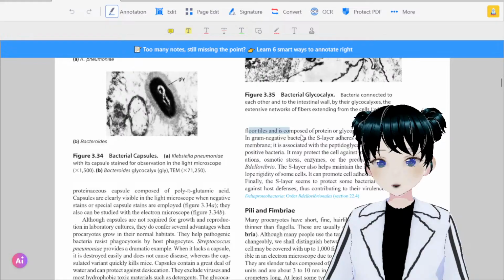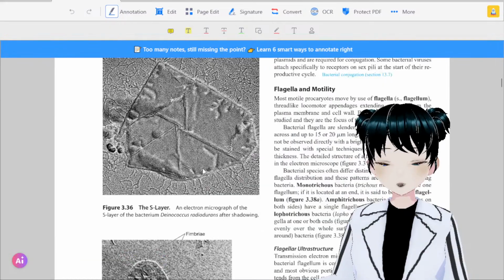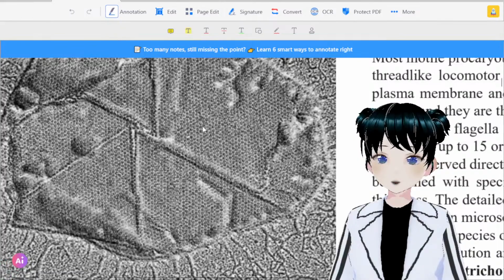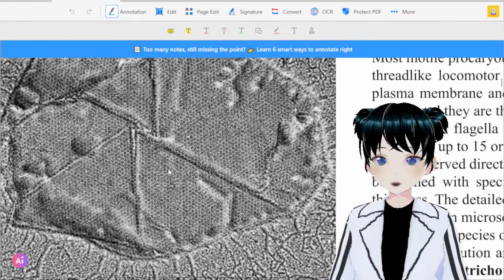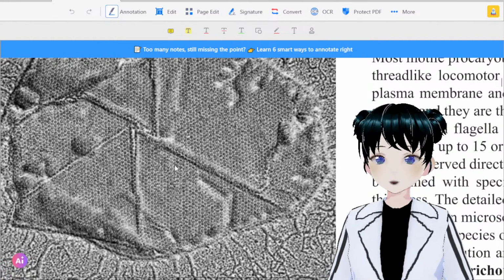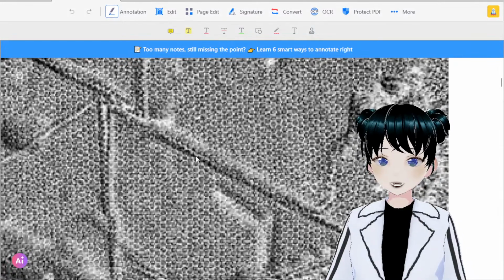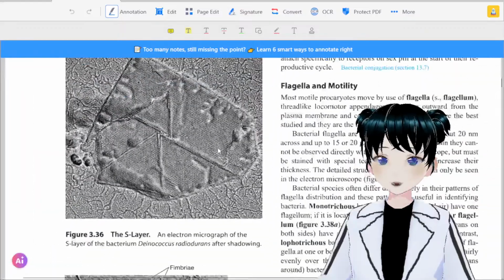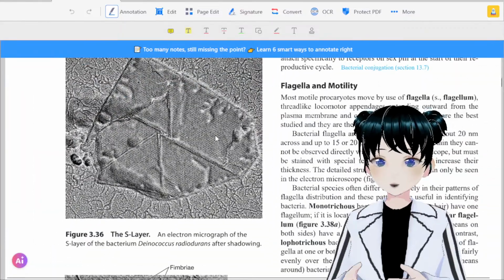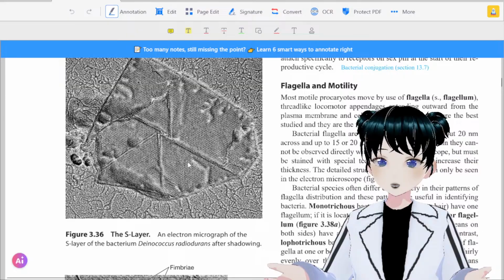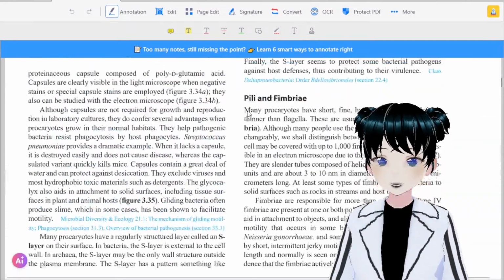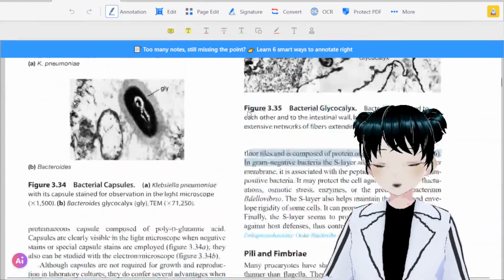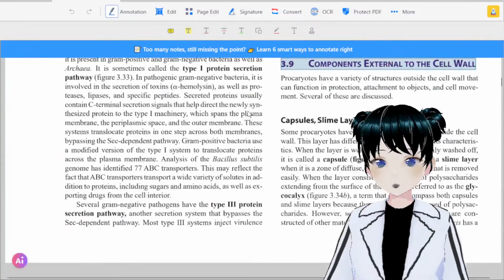Wait, guys, we have seen the diagram, right? Look, this is like the floor structure. Look how it's like a beehive or something. They are not floor tiles, but if you see, it has a structure and it is arranged in a pattern, and then it forms a network-like structure, and it is so strong. I'm sure it is stronger than the capsule and the slime layer.